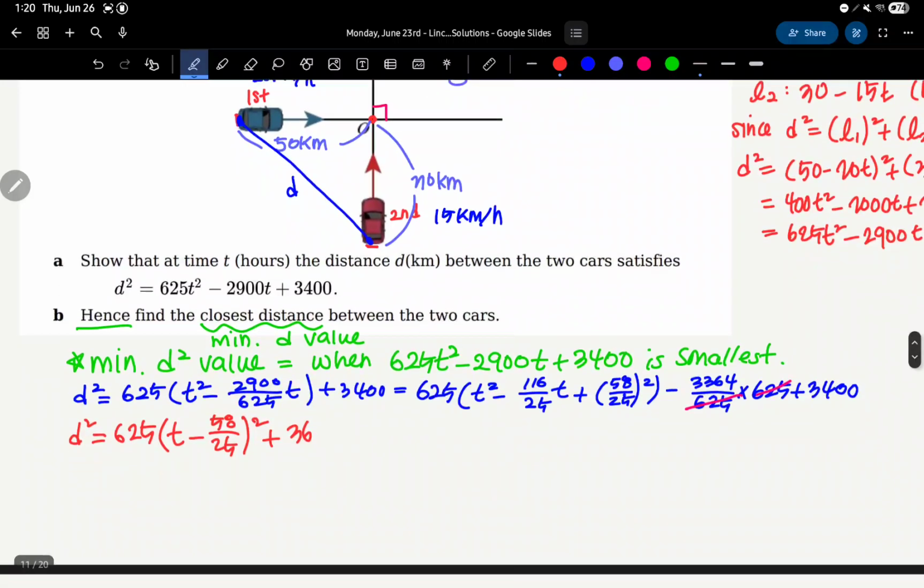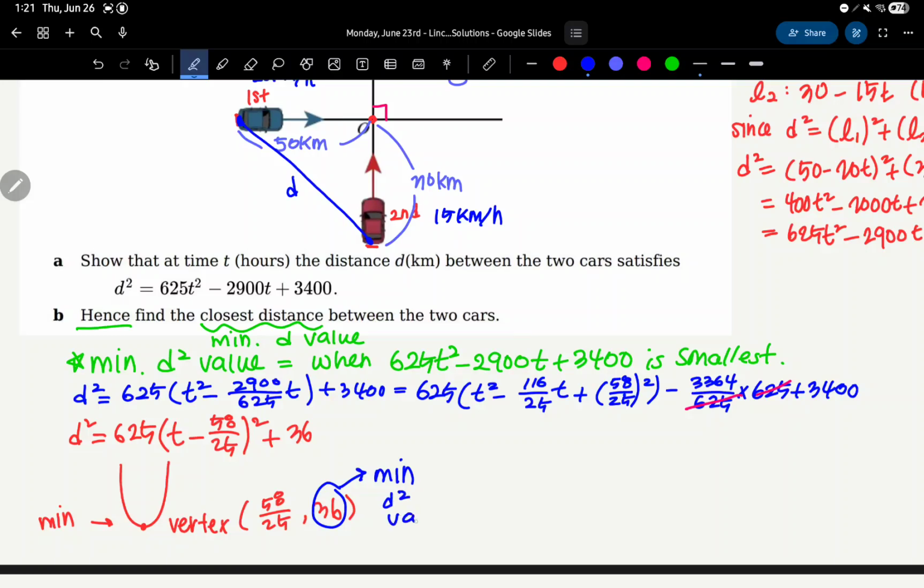So if I quickly sketch this quadratic function, it's gonna look like a U shape because the 625 is a positive number, and we automatically know that the vertex is gonna be the minimum. So what is the vertex? We get 58 over 25 comma 36, and therefore our 36 is gonna be the answer for the minimum value of d squared. So beware, we're not stopping here, because why? We're gonna get the minimum d value. We're not getting d squared value minimum.